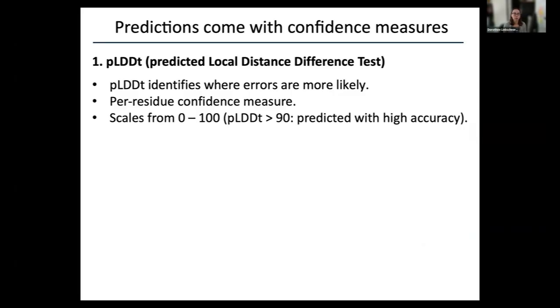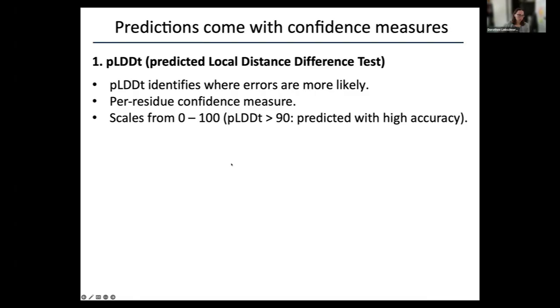The first one is the pLDDT, which stands for Predicted Local Distance Difference Test. This value identifies where errors are more likely. It is a per-residue confidence measure, so each residue has a number, and this number scales from 0 to 100. If this pLDDT is larger than 90, then we typically say that this residue is predicted with high accuracy.